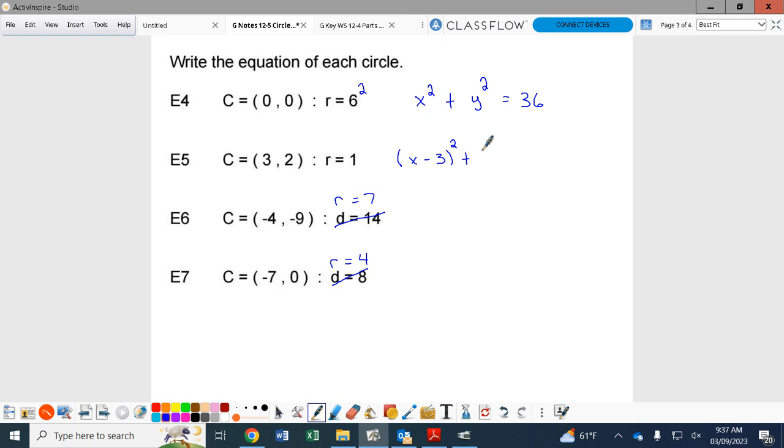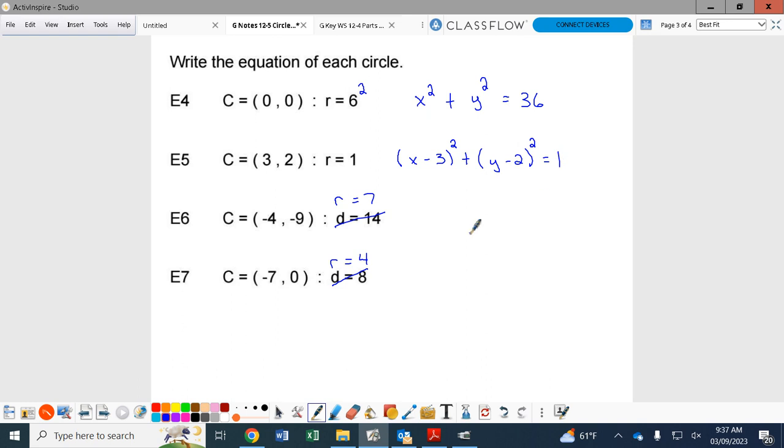Plus, you do the exact same thing for the y, but the y is going to be what? Y what? How would I write it here for the y, guys? Good. Y minus 2, and the whole thing is squared. Ooh, this is kind of unique. What's it equal to? 1, because 1 times 1 is 1. Doesn't matter how many times you multiply it, it's still going to be 1.